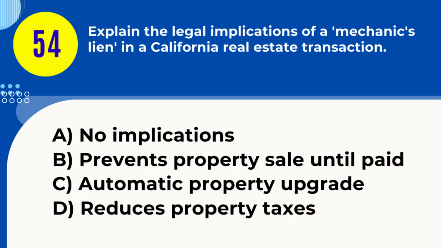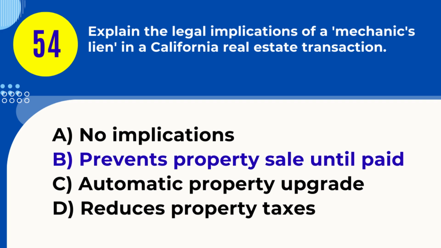Question 54. Explain the legal implications of a mechanics lien in a California real estate transaction. A. No implications. B. Prevents property sale until paid. C. Automatic property upgrade. D. Reduces property taxes.